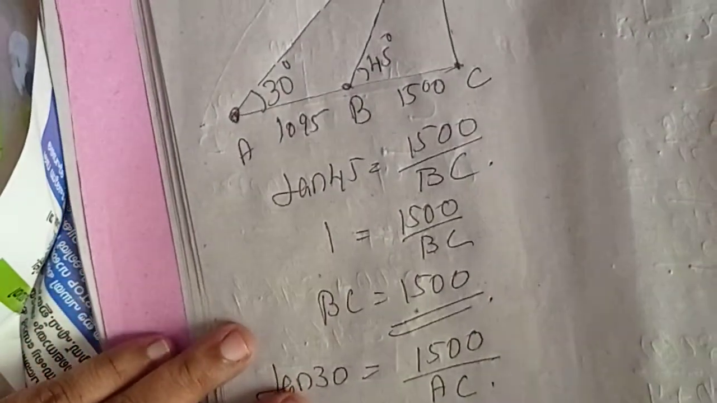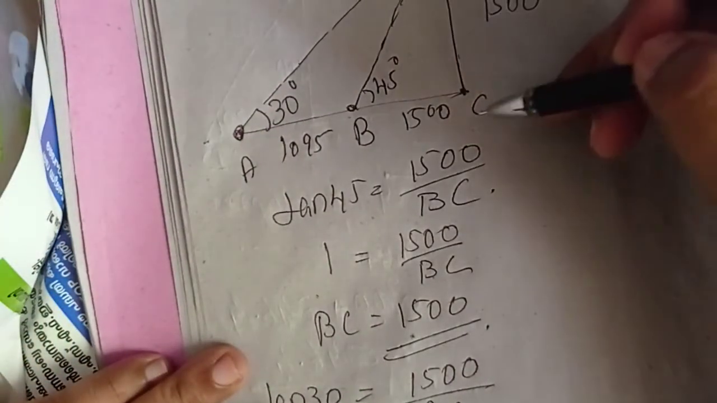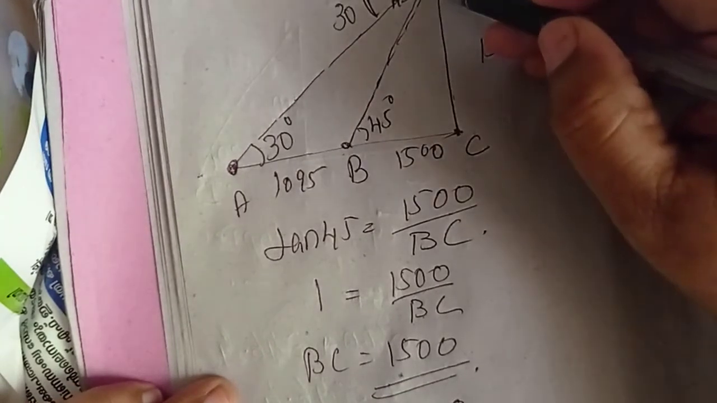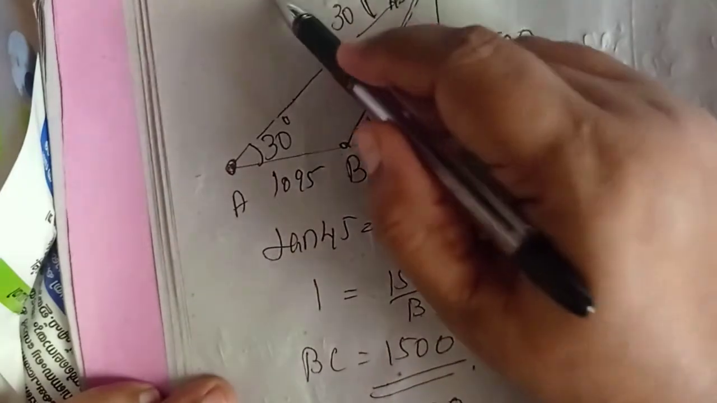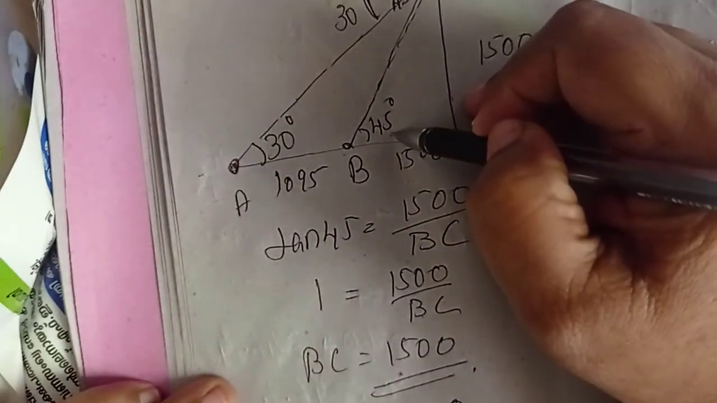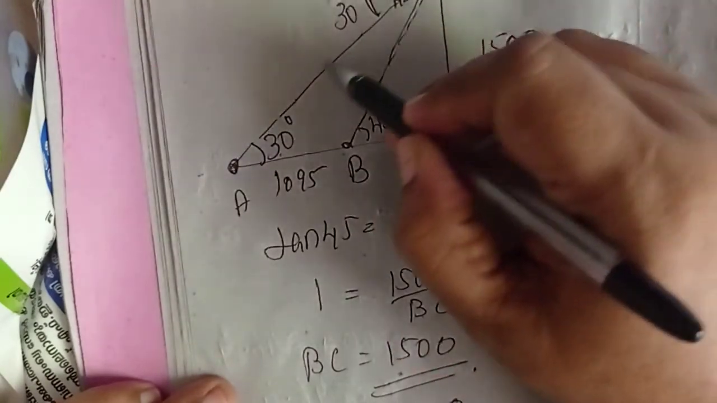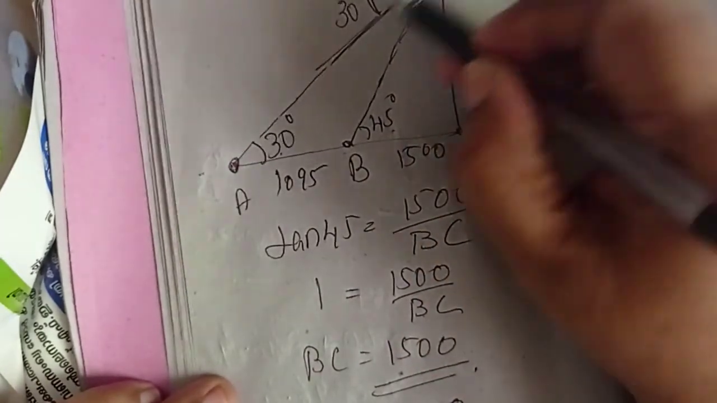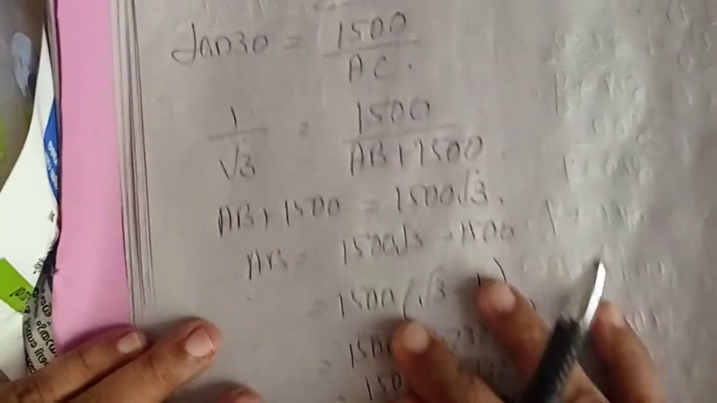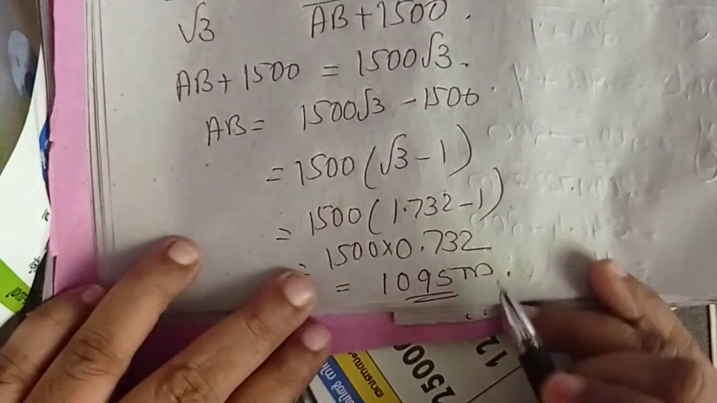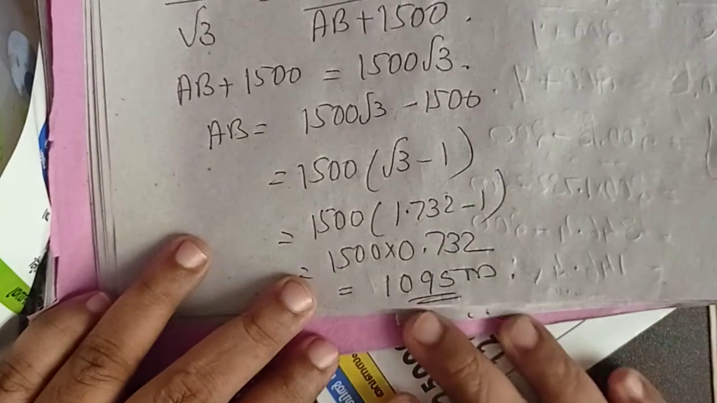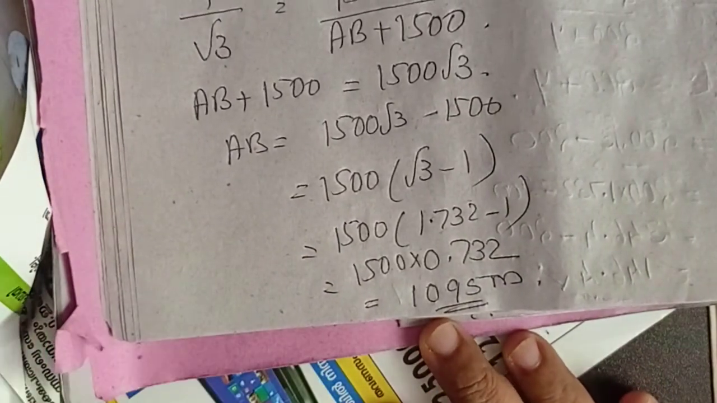Once again listen. The aeroplane is 1500 meter above. Now the first angle of depression is 45 degree. That marking is very important. Here also mark 45. Then the second angle is between this line of sight and the horizontal, 30. Then you can write the following steps and we conclude that 1095 is the distance between the two ships.